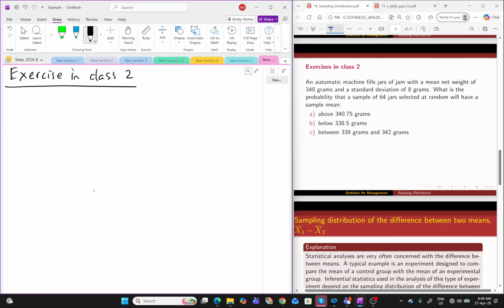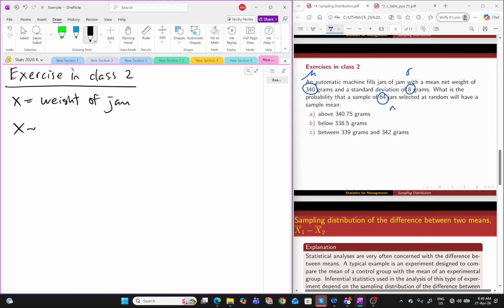An automatic machine fills jars of jam with a mean. This is your mean. This is your standard deviation. What is your n here? This is your n. Okay, so x is what? X is weight. Weight of the automatic machine fills jars with jars of jam. Weight of jam.